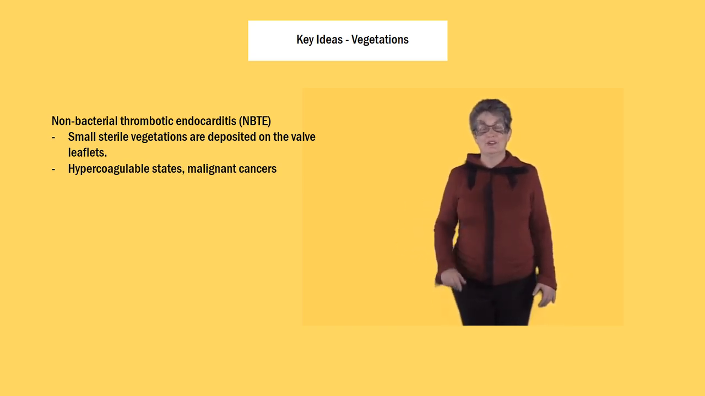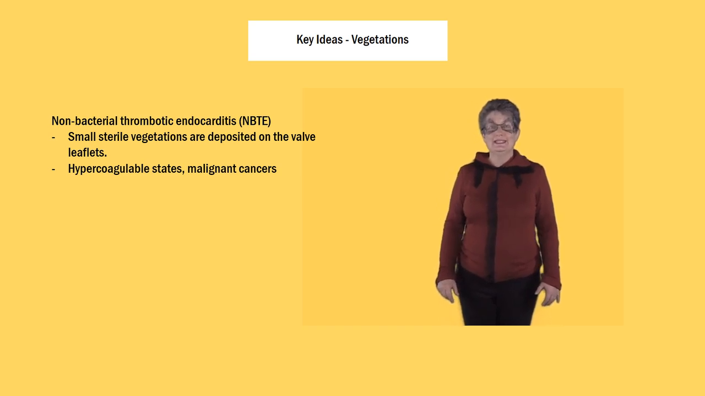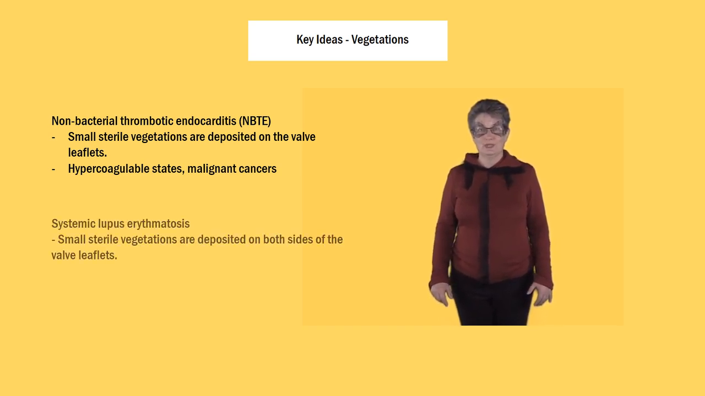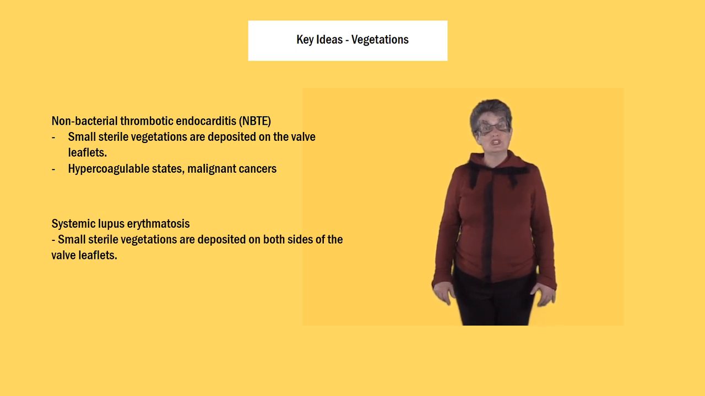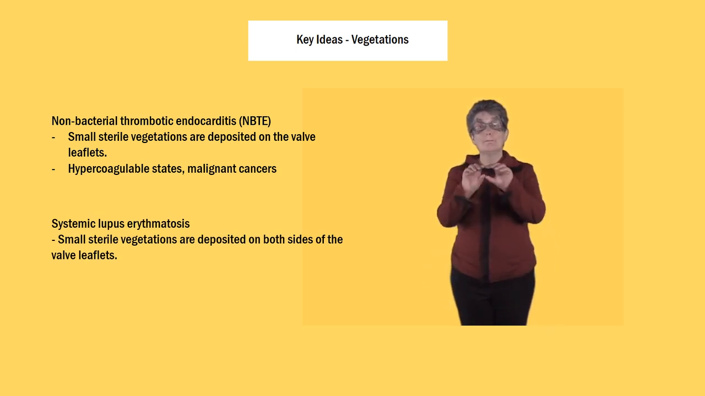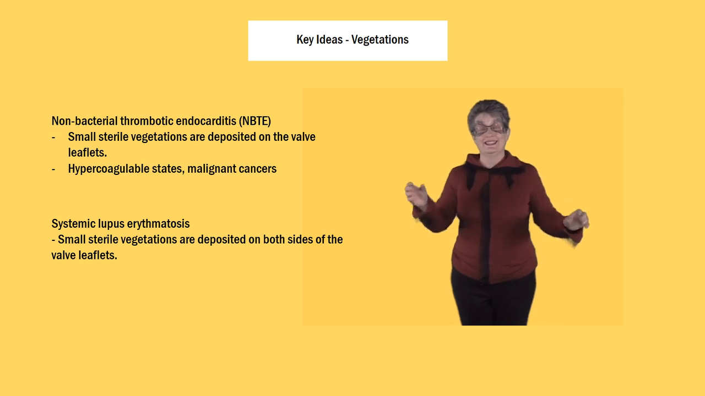The final place where vegetations often occur is in systemic lupus erythematosus. Small sterile vegetations are deposited on both sides of the valve leaflets in this condition.